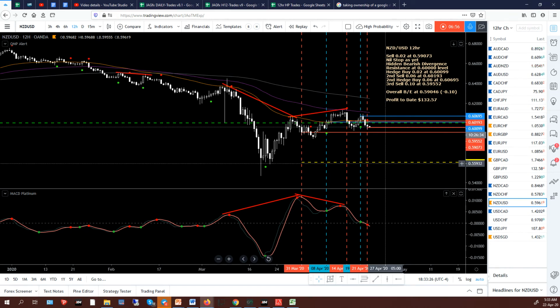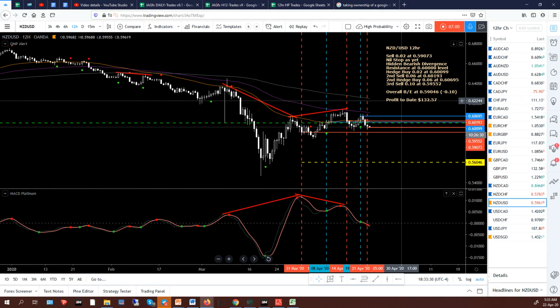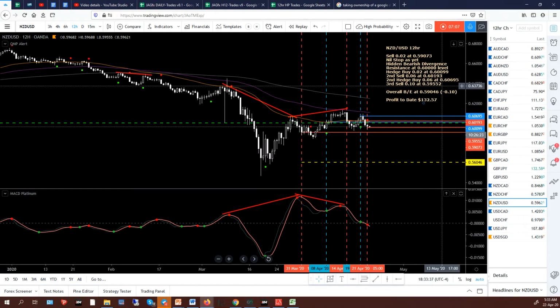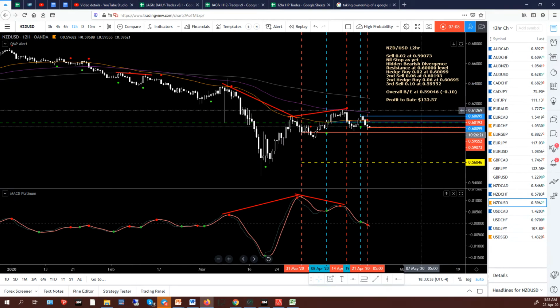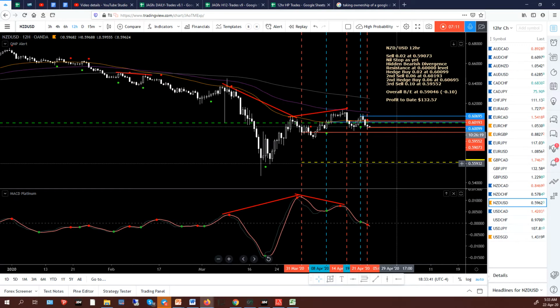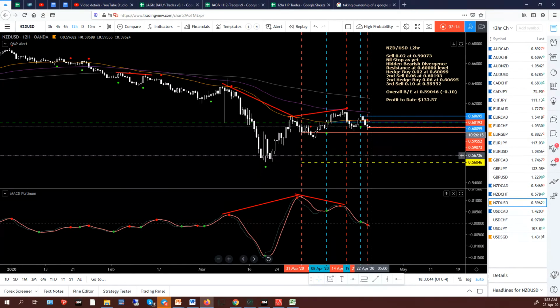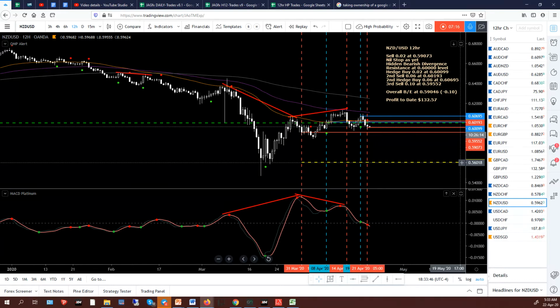My overall break even is actually a fair way down. I didn't think it'd be that far down, but it's down here somewhere, this yellow line at 59.046, which, when you look at the numbers, is only 51 pips below my entry level. So on a 12-hour chart, that's not far at all. So that's New Zealand, taking a third sell there, overall break even in place.